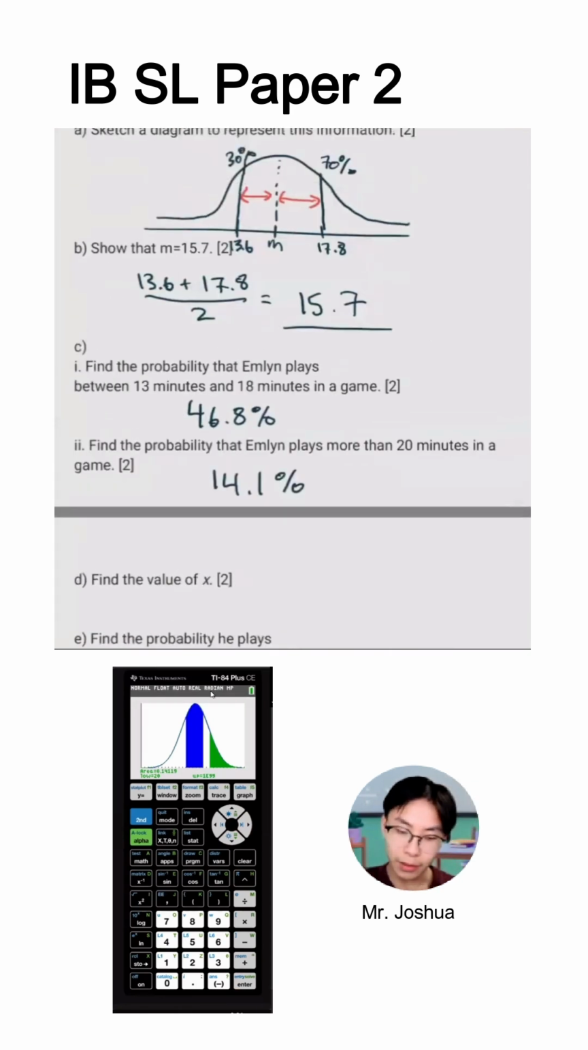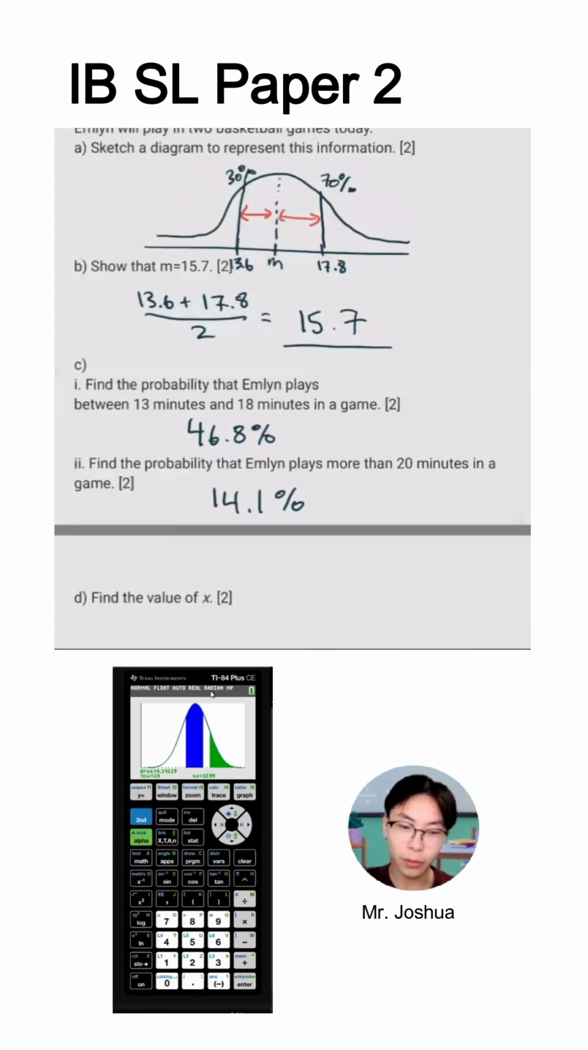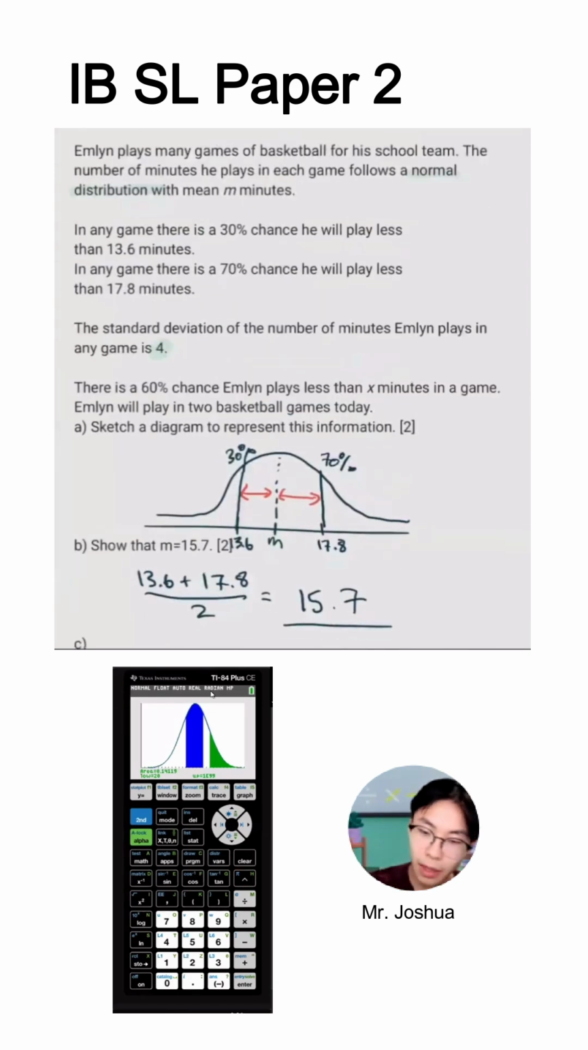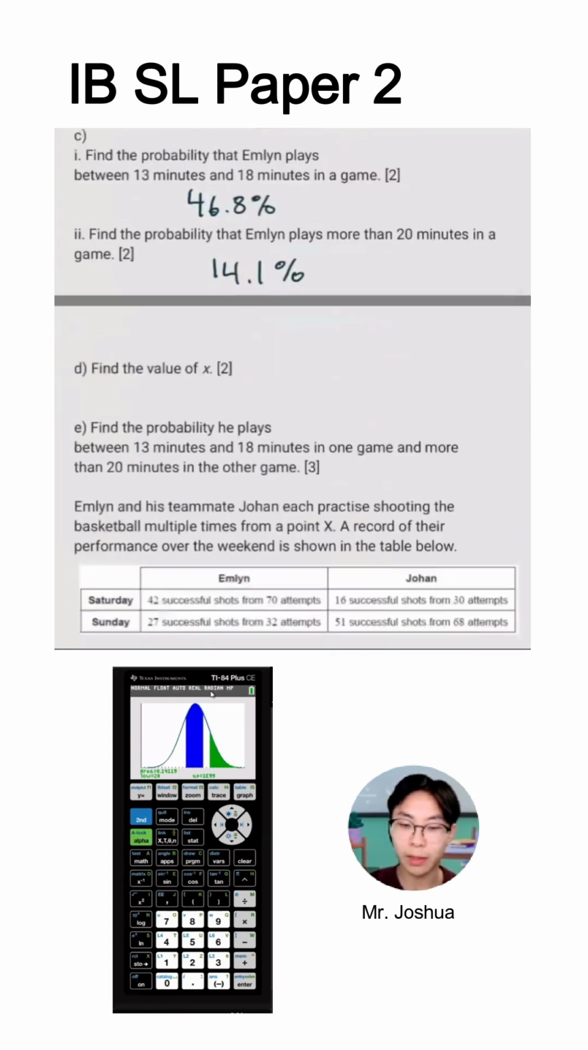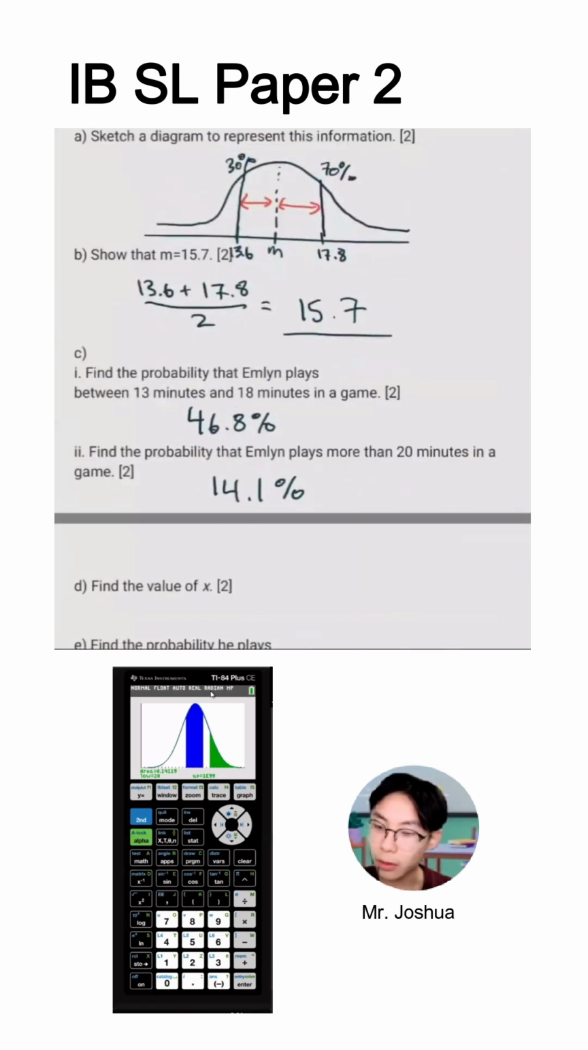Okay. Part D says find the value of x. So what is x? Earlier they said that there's a 60% chance that Emlyn plays less than x minutes in a game. So we have to figure out how many minutes is the 60% mark. To find this, let's clear our drawing by pressing draw, clearing the drawing, and going back to our graph.